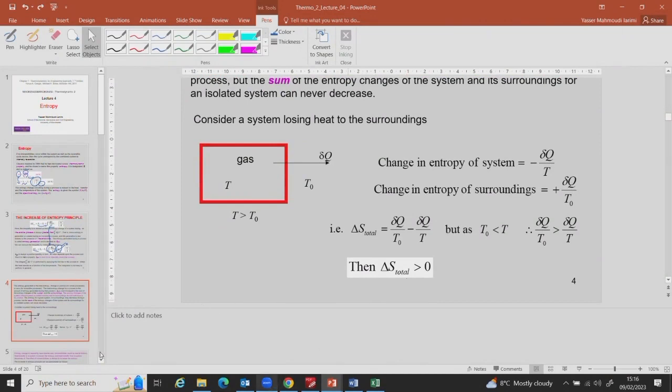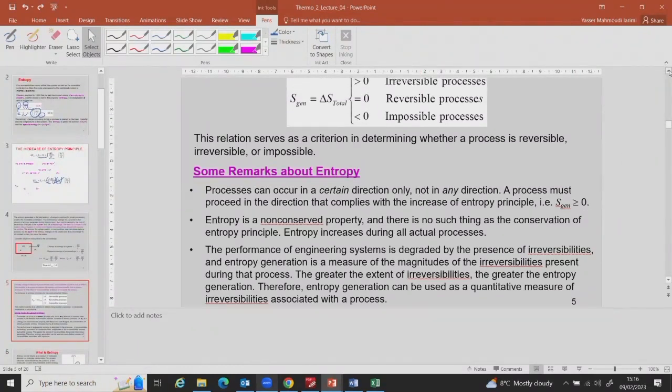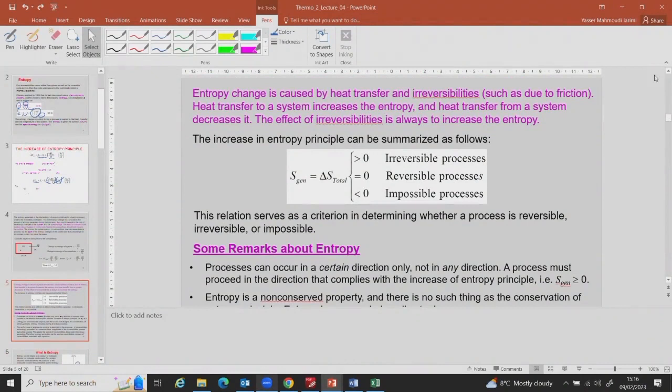So let me pass this on quickly. Again, a summary. The entropy generation, which is actually delta S total, is the entropy that we generate. If it is bigger than zero, it's an irreversible, hence an actual process. If it is zero, it's a reversible process, which happens only on paper. If it's smaller than zero, it's impossible, it never happens. So this is why we say that processes always occur in a direction where the entropy rises.